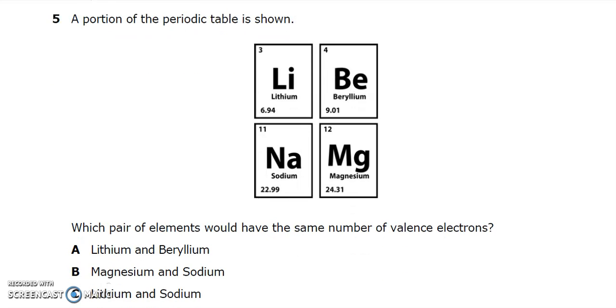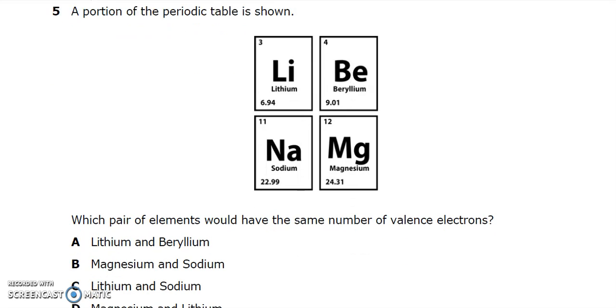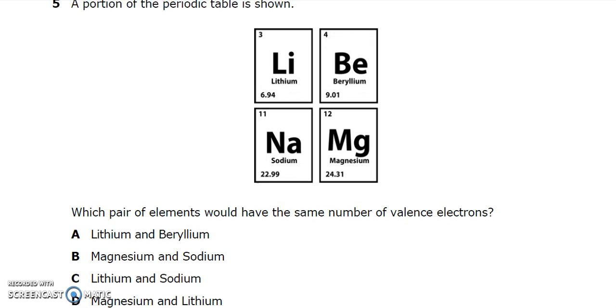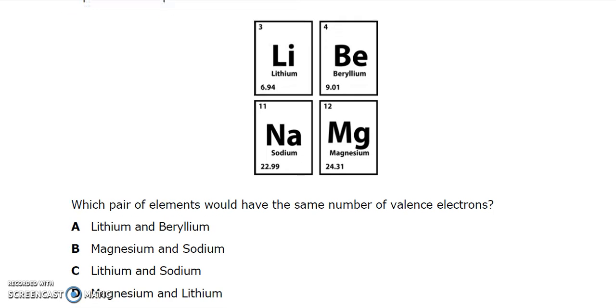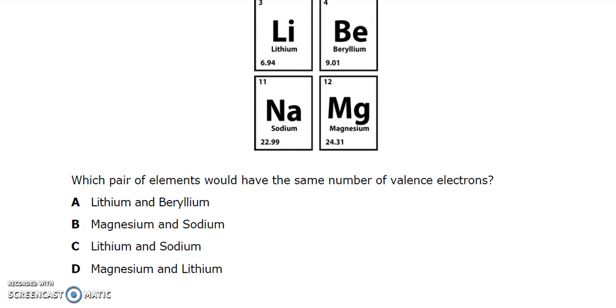Number 5. A portion of the periodic table is shown below. Which pair of elements would have the same number of valence electrons? A. Lithium and beryllium. B. Magnesium and sodium. C. Lithium and sodium. Or D. Magnesium and lithium.